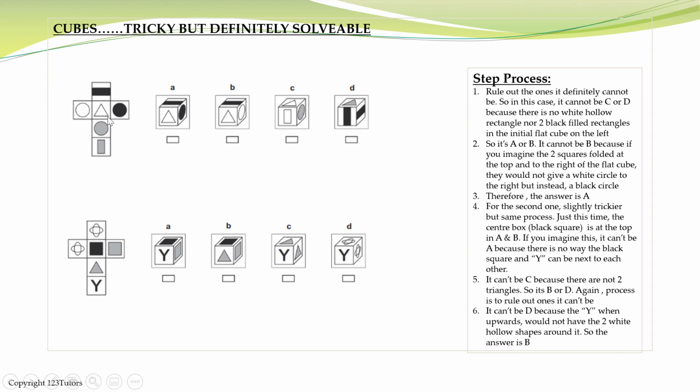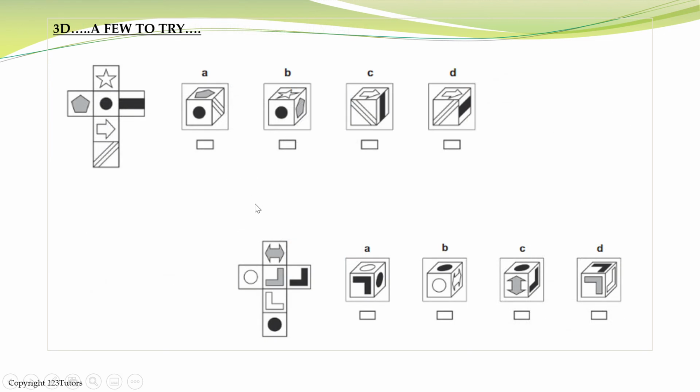If I fold this inwards and the triangle stays upwards like this, it can only be A because the white circle is on the left of this triangle, not on the right. So the answer is A. And you can have a go at this one in your own time. It's a similar concept, and the same with these.